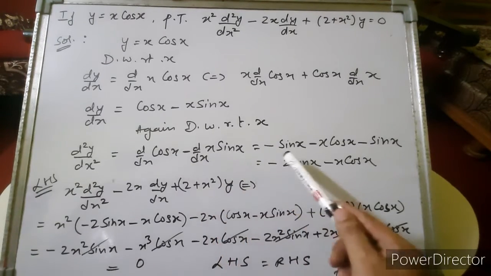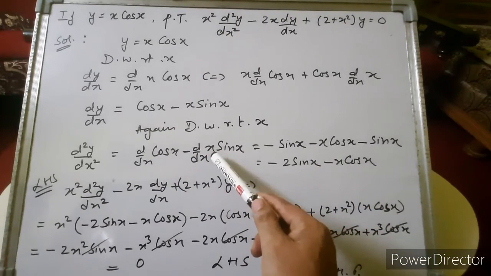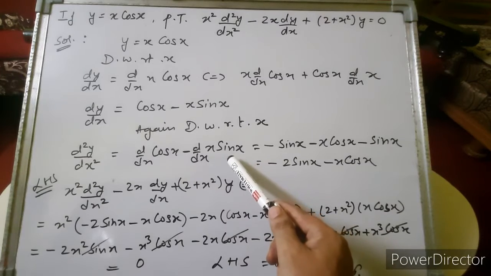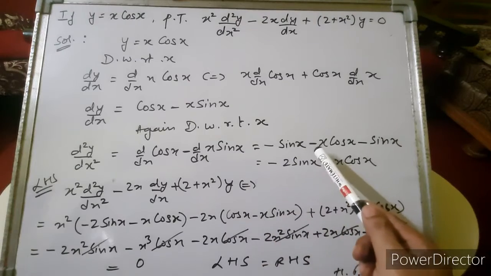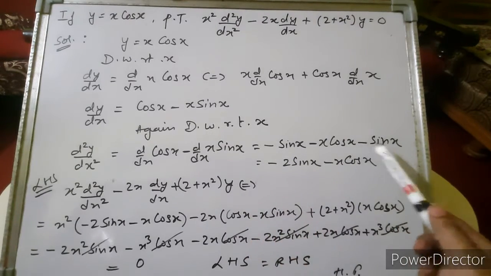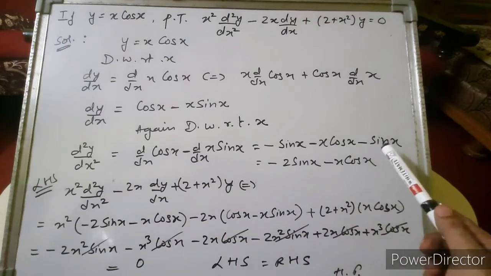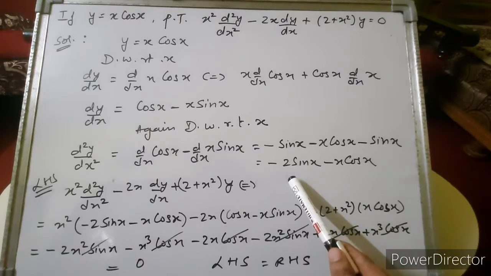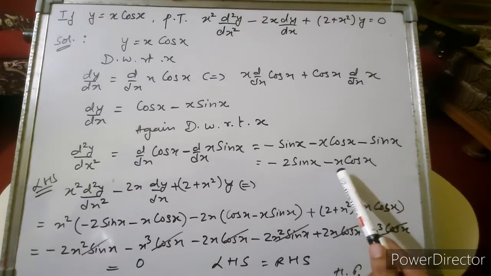The derivative of cos x is minus sin x, and if we differentiate this term, again we are going to apply the product rule. It will be first function into derivative of second function. So the derivative of sin x is cos x, right? So it will be minus x cos x, and if we differentiate x, it will become 1. So that will be minus sin x, because the minus sign is outside. Okay. So minus sin x and minus sin x will become minus 2 sin x. Understood, children? And d2y by dx2 equals minus 2 sin x minus x cos x. Right.